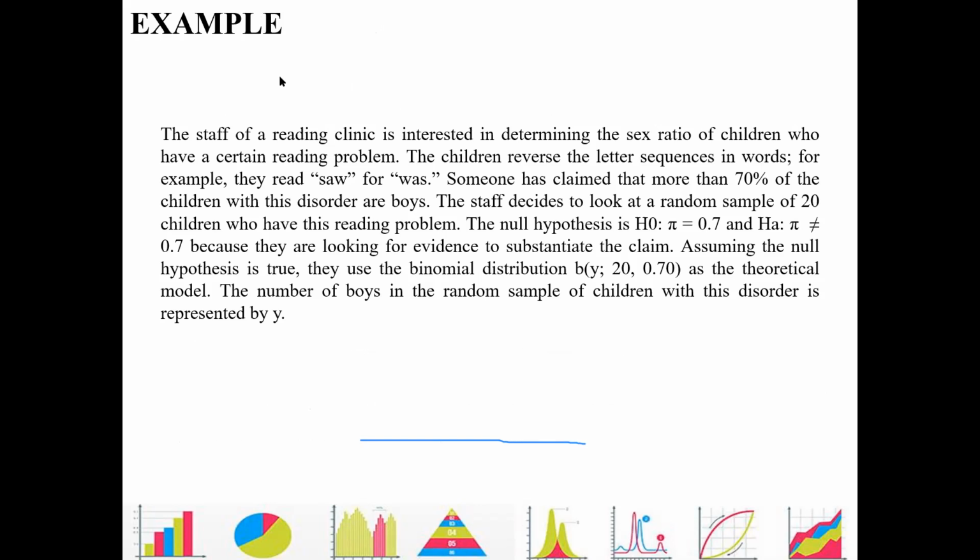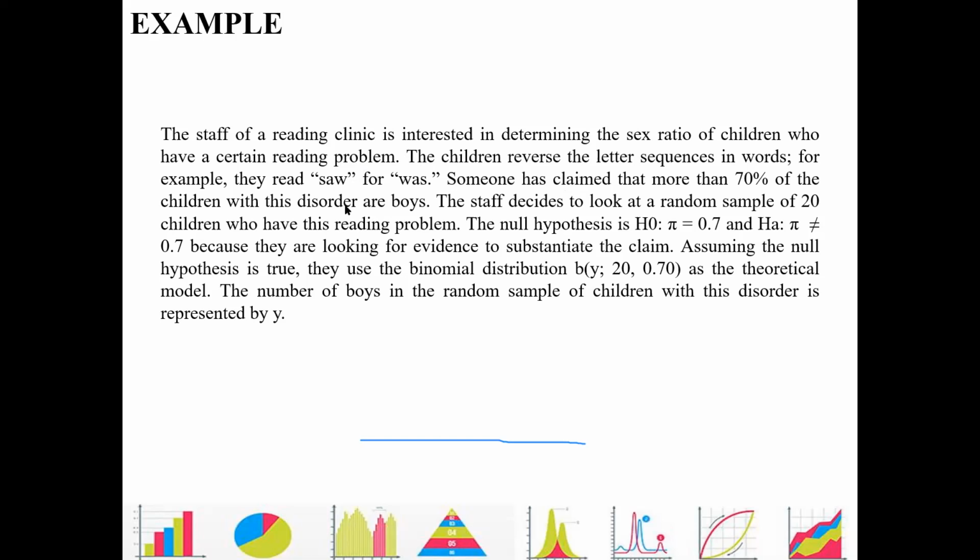Okay? Another example is that the staff of a reading clinic is interested in determining the sex ratio of children who have a certain reading problem. The children read reversing the letter sequencing of words. For example, they read saw for was. So instead of was, yung mababasa nila, they read it as saw. Someone has claimed that more than 70% of the children with this disorder are boys. So the staff decides to look at a random sample of 20 children who have this reading problem.